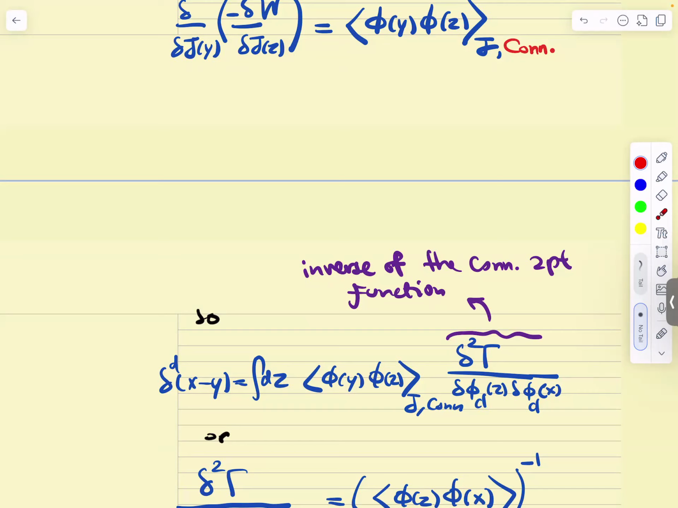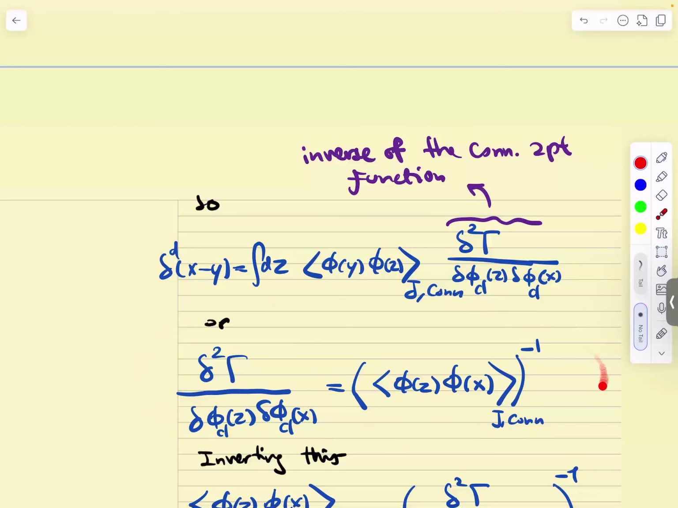What does this equation tell you? This equation says that the second derivative of the effective action with respect to phi CL is the inverse of the connected 2-point function. Right? When this integrates to a Dirac delta function, it means this is the inverse of it. Differential inverse, right? So schematically, we could write it this way, but this is an equation. Good, everyone's with me? All right, what am I gonna calculate next?